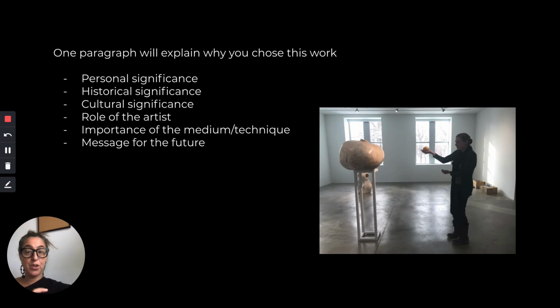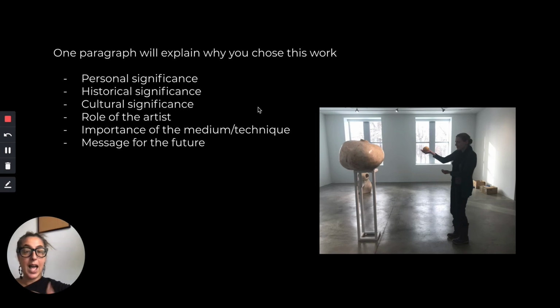Then each of your 3 works will also have a paragraph that describes why you chose this work. Is there a personal significance to you? You just like it. Fine, that's great. That's not a paragraph. You need to explain a little bit more. The cultural significance, the historical significance. Did the artist have a particular role in their society? Was there something innovative about the printing technique or the fresco technique or the sculpting technique? And is there a message in that for the future?